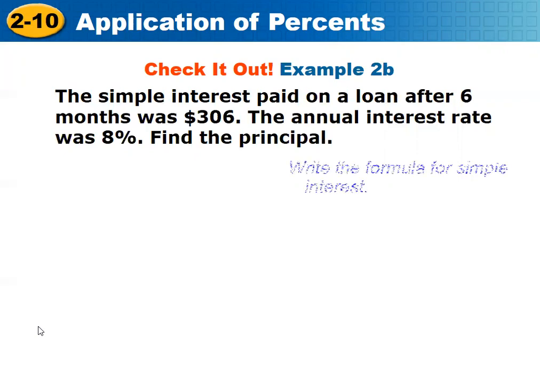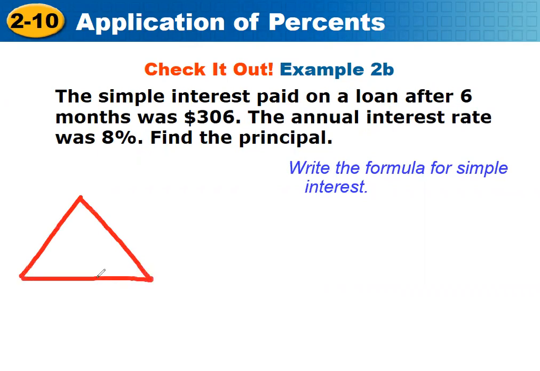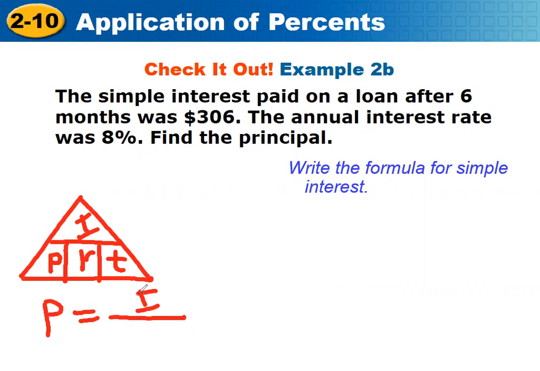Then we can use the magic triangle, or we can just replace in the formula to find the answer. Here, remember, this is the first method. This is the interest, and then I have the principal, R, and then T. We are looking for what? We are looking for the principal. So the answer will be interest over R times T.